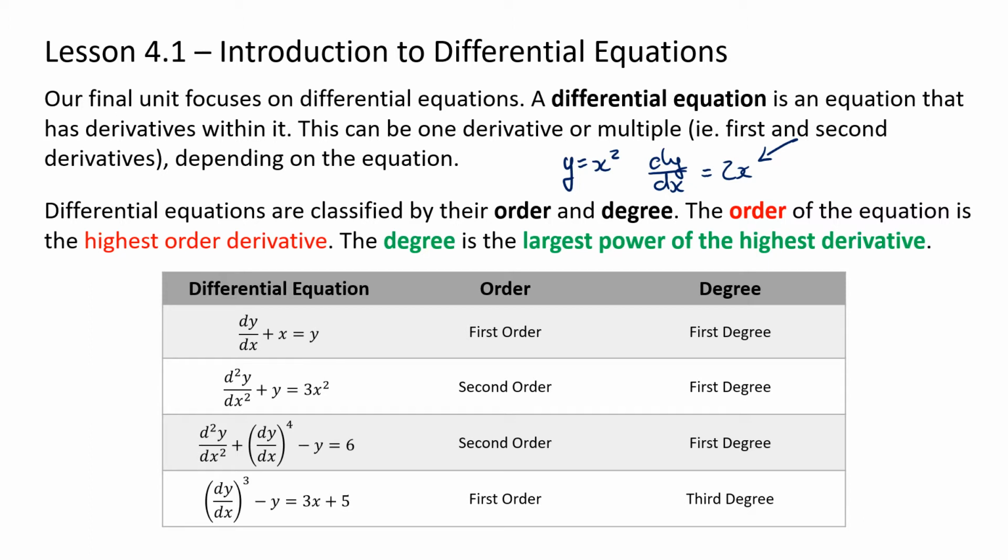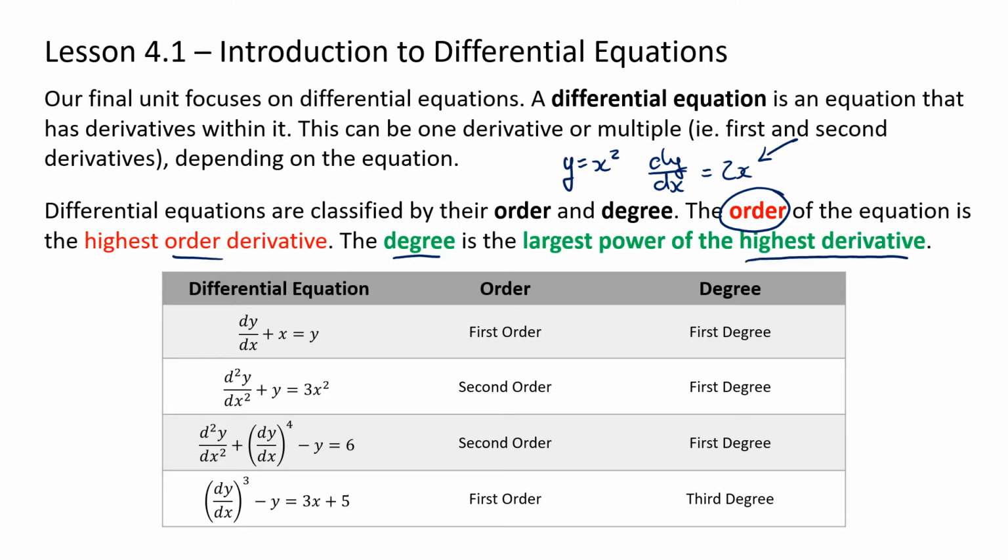The order of the equation is the highest order derivative. So if you have a first derivative and a second derivative in the equation, it's a second order differential equation. The second is known as the degree that we classify it as, and that's the largest power or exponent of the highest derivative. Keywords there are of the highest derivative.